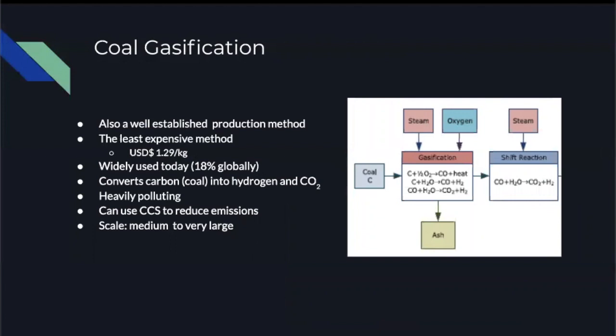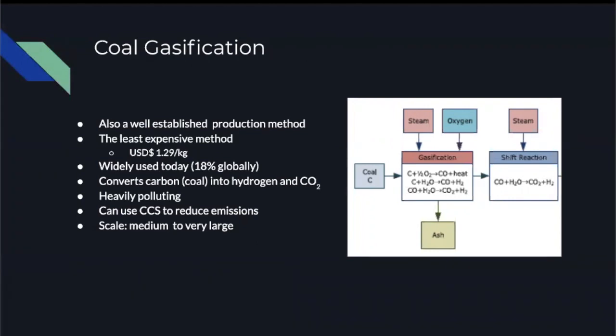Now, coal gasification requires heating up coal, not really combusting it, to produce hydrogen. As it has been used for a long time to produce hydrogen, it is also a very well-developed and established method that is widely used today. With an inexpensive feedstock and using well-developed technology, it is typically the cheapest way to produce hydrogen.